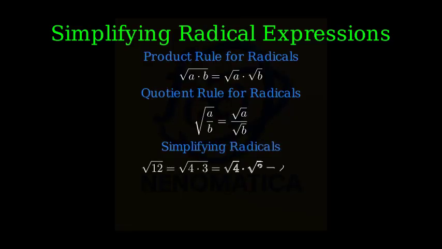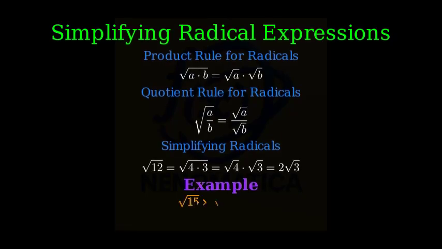Third, we can simplify radicals by finding perfect square factors. For example, the square root of 12 can be rewritten as the square root of 4 times 3, which equals 2 times the square root of 3. Now, let's work through our first example problem.